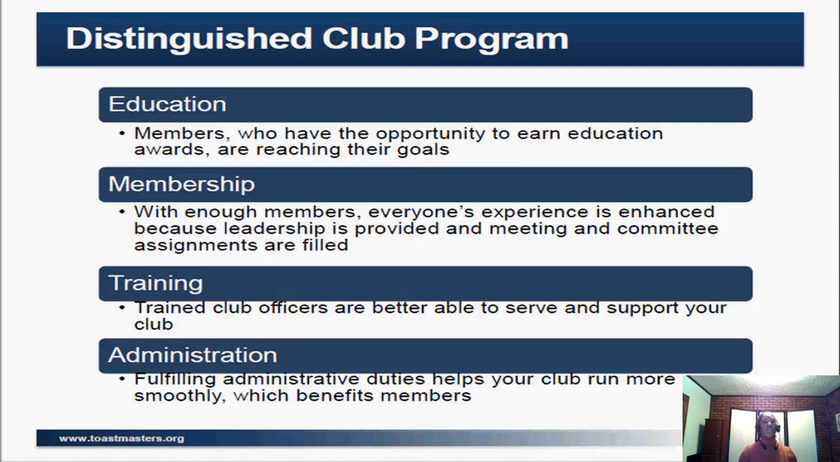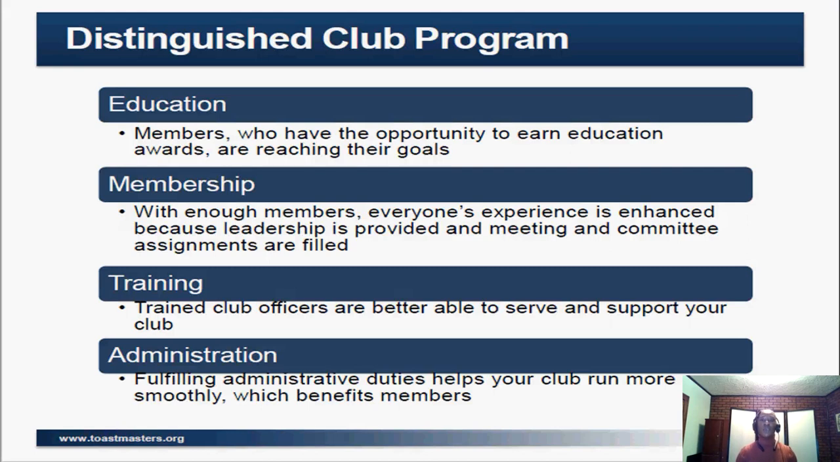And that just simply means when you have enough members in your club environment, your members' experiences are enhanced, and you also are having meetings that are being run well, and more of the committee roles are being fulfilled. And again, people aren't all being burnt out because they're doing double duty or triple duty because you don't have enough members. So membership building, membership retention is another element of the Distinguished Club Program.